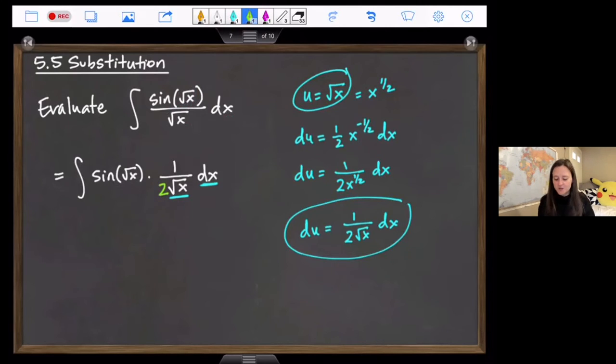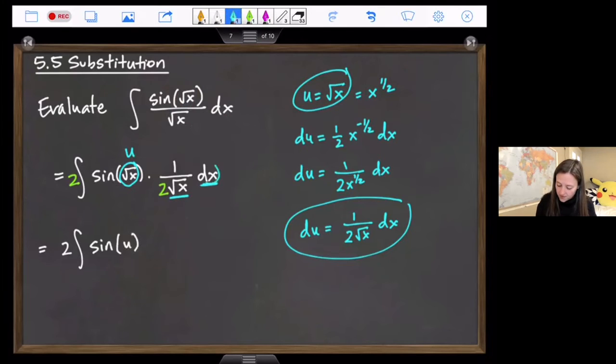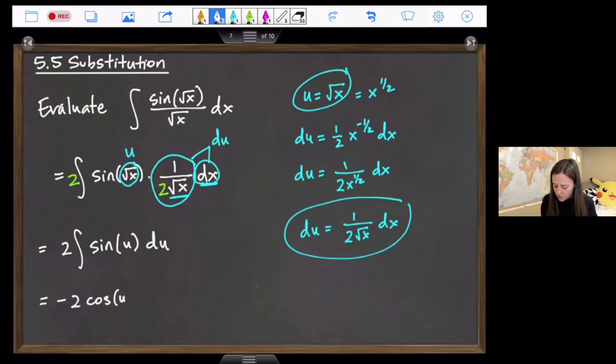I put a 2 in the denominator, so to compensate, this time the 2 is going to be up in the numerator on the outside. And then that sine root x, this root x can be my u. All right, so when I put this all together, I'm going to get 2 integral sine u. And then this whole thing, the dx and the 1/2 root x together give me my du. Right, we know how to find the antiderivative of sine. It's equal to negative cosine. So this is going to be a negative 2 cosine u plus c. And we'll plug our square root of x back in for u. So negative 2 cosine root x plus c.